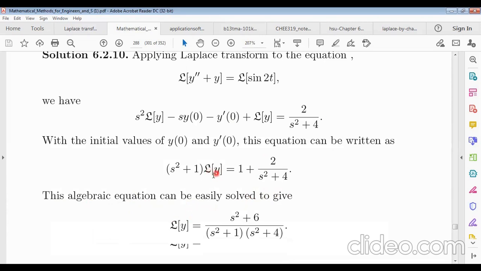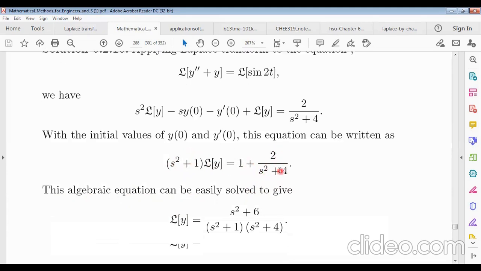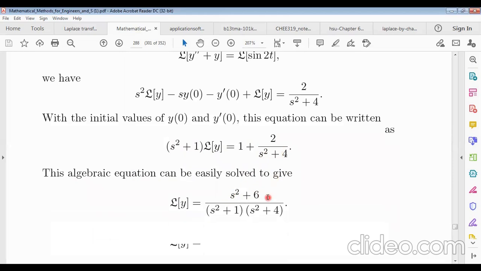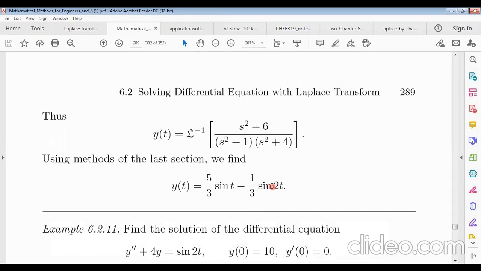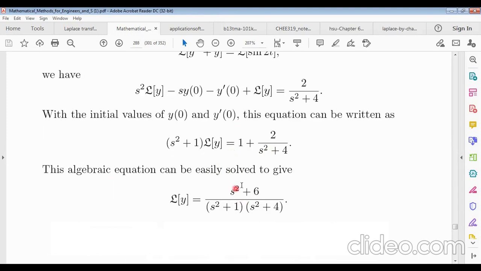The Laplace transformation of y can be written by dividing by s squared plus 1 on both sides. Taking the LCM here, s squared plus 4 will be the LCM, so we get s squared plus 6 in the numerator. So the Laplace transformation of y(t) equals this. Now, using the method, we can find the inverse Laplace transformation of this.